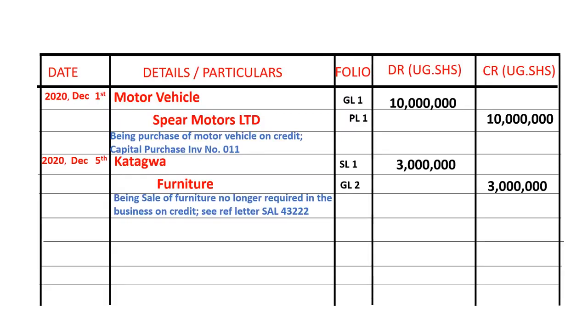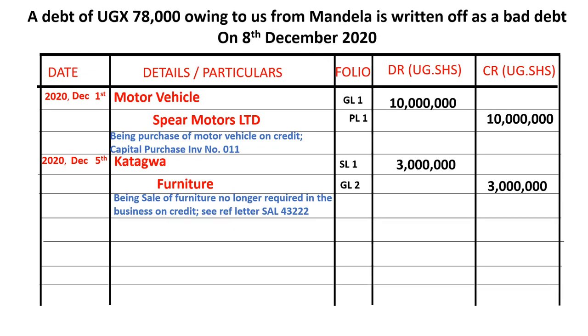Writing off bad debts. Now, of course, sometimes when we issue things on credit, our customers may not pay, and when they do not pay, that is considered a bad debt. A bad debt is an expense to the business. Let's look at this example. A debt of 78,000 owing to us from Mandela is written off as a bad debt on 8th December. So Mandela owed us money, but he was not able to pay. So that is a bad debt.